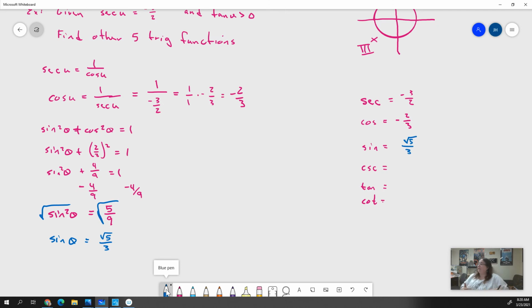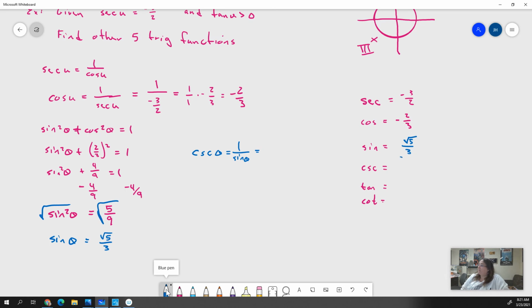Now, looking at this, the others are a little bit easier to find, right? Once I find that sine and cosine, I can pretty much find anything else just based off of those. I know that cosecant of theta equals 1 over sine of theta, right? And I know that sine of theta is just radical 5 over 3. So I could write this as the reciprocal, right?